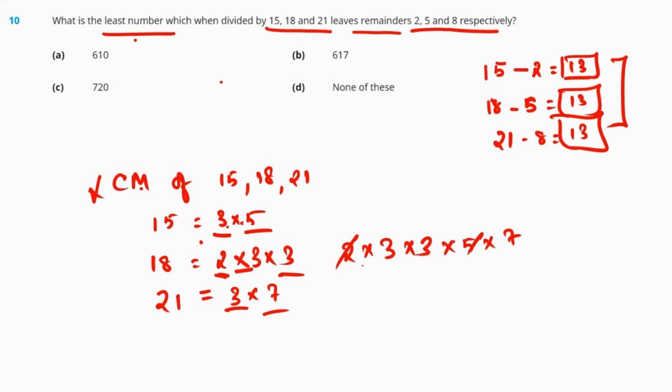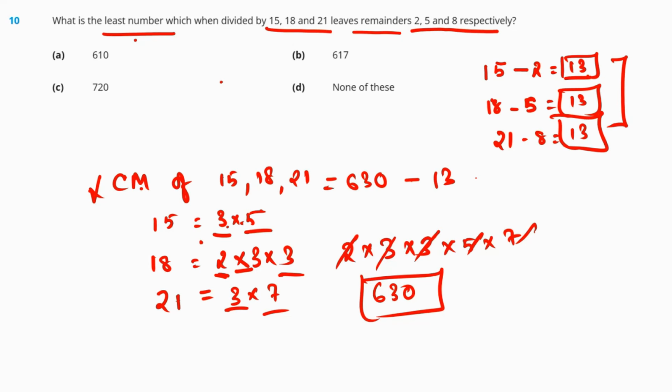So 5 twos are 10, 7 threes are 21, 21 times 3 is 63. So 63 into 10 is 630. So the LCM is 630 for these three numbers. Now, since there was a common difference of 13 in all three scenarios, our required number is 13 less than the LCM. So 630 minus 13, that's 617. Option B is the answer.